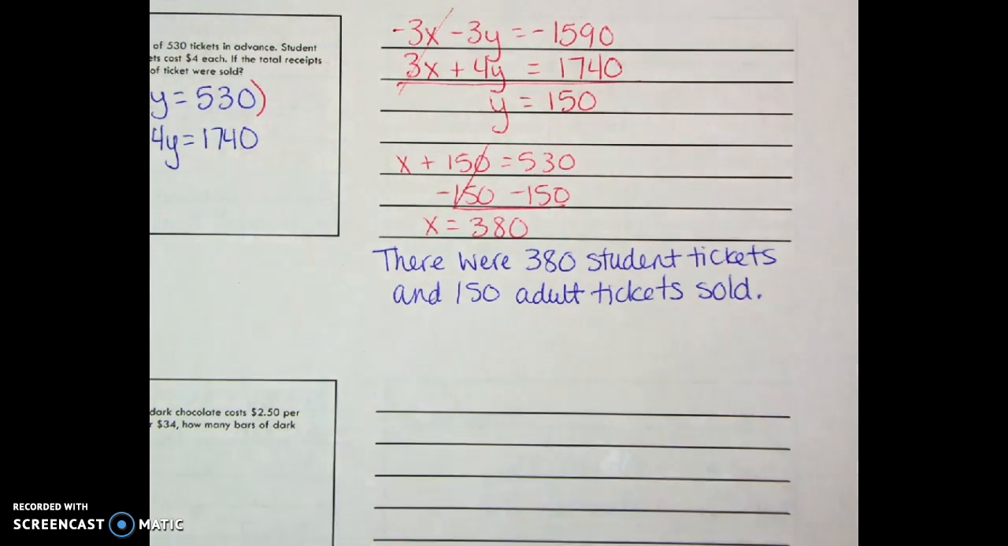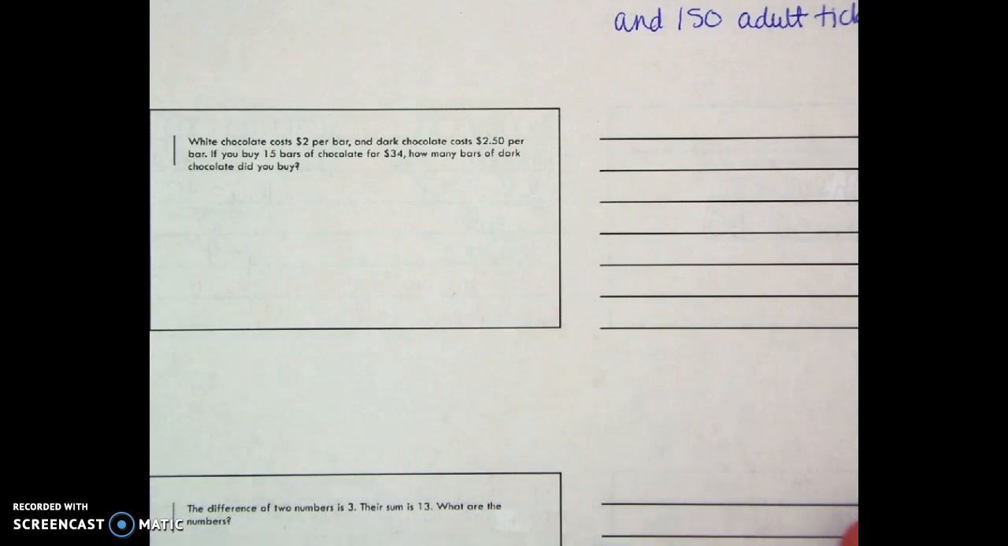Okay, we have two more. White chocolate costs $2 per bar and dark chocolate costs $2.50 per bar. If you buy 15 bars of chocolate for $34, how many bars of dark chocolate did you buy?